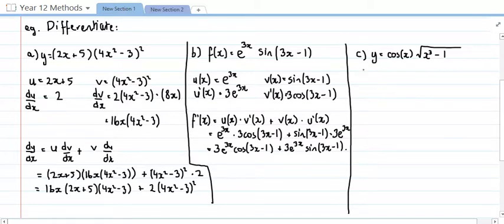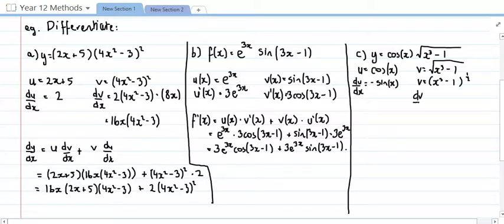So first things first, I'm going to write u equals cos x and v equals the square root of x cubed minus 1. So du dx, that's a pretty nice one to calculate. It's just going to be negative sine x. But this one here is going to be a little bit more tricky, and I'm going to just use the chain rule just to be careful with it. So I'm going to first off write it as v equals x cubed minus 1 to the power of a half.